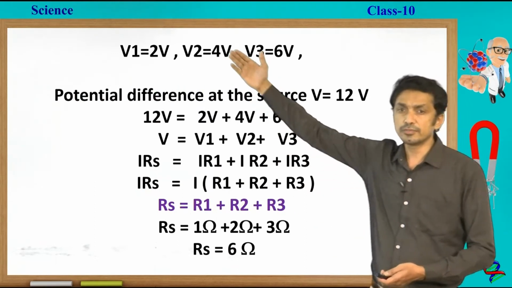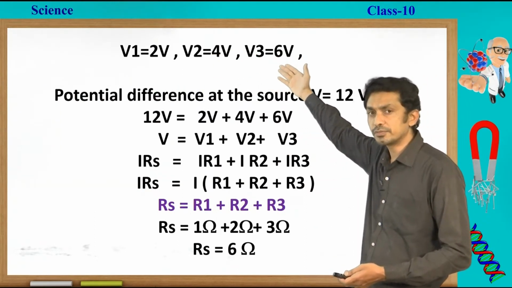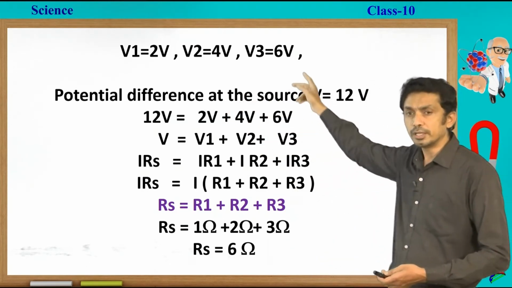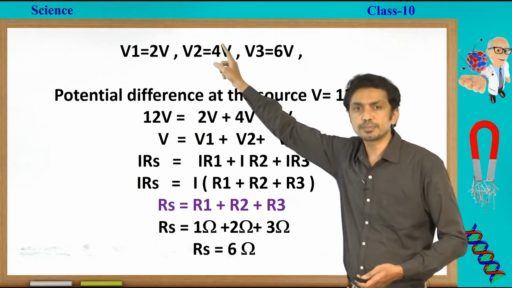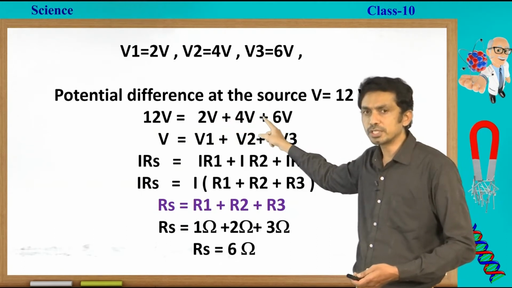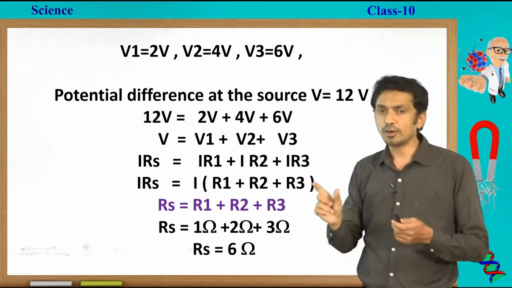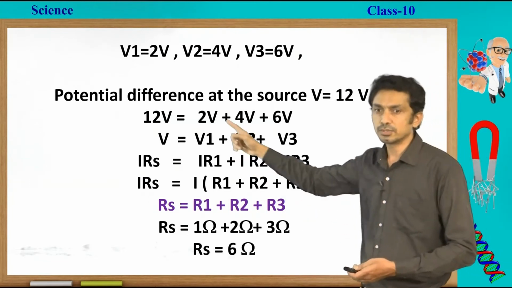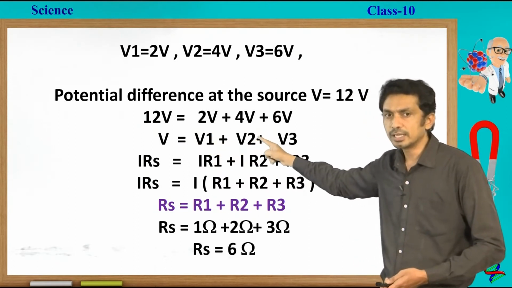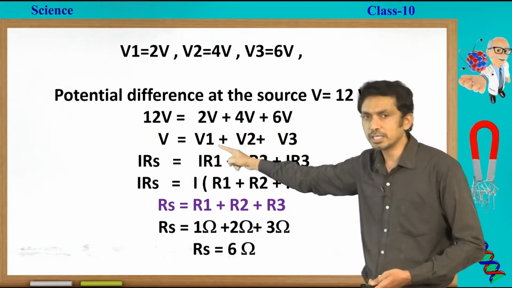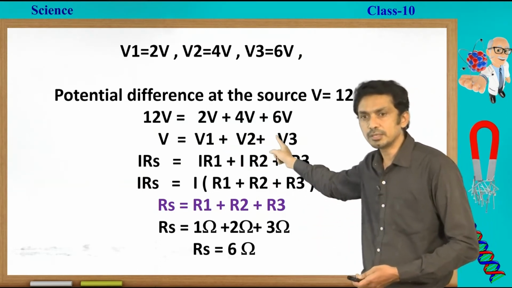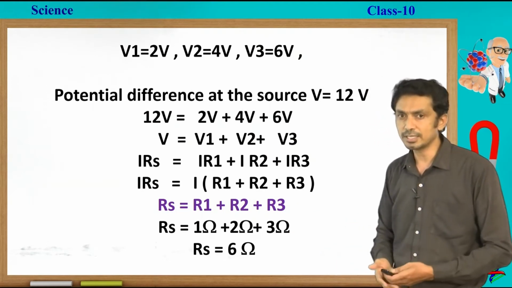Now children, as you can see, we have written down the values of 3 potential differences that we got across the resistors. Now the total potential difference is 12 volt. Now what do you think? By adding 6 plus 4 and 2, what do we get? Yes, you are right. We are getting the total potential difference by adding the potential differences across each resistor. So now we can write the total potential difference V is equal to V1 plus V2 plus V3. V1 means the potential difference across the resistor 1, V2 means potential difference across the resistor 2, and V3 means potential difference across the resistor 3.